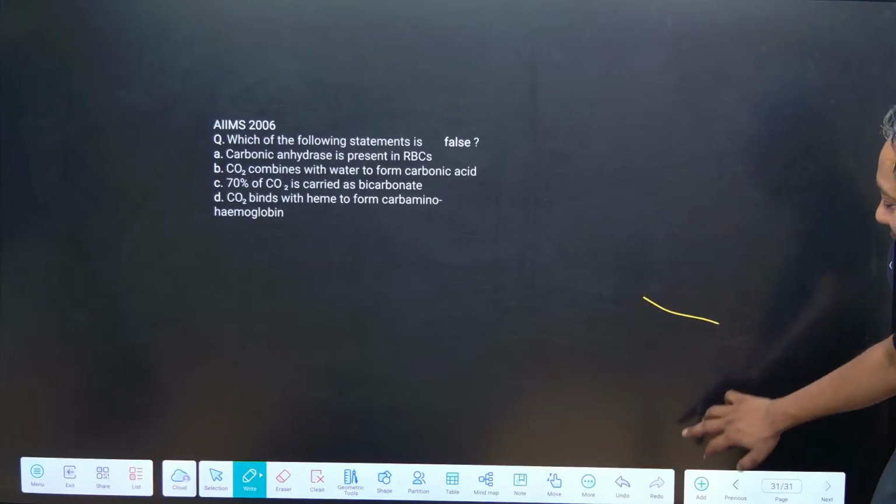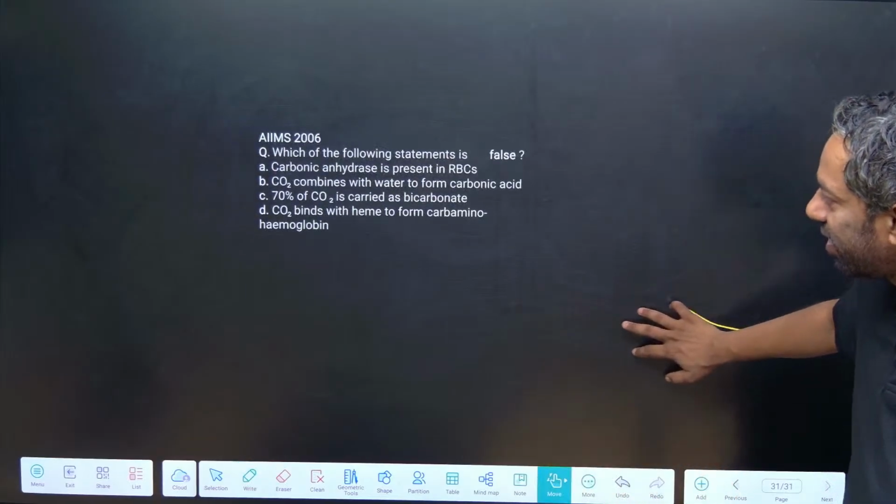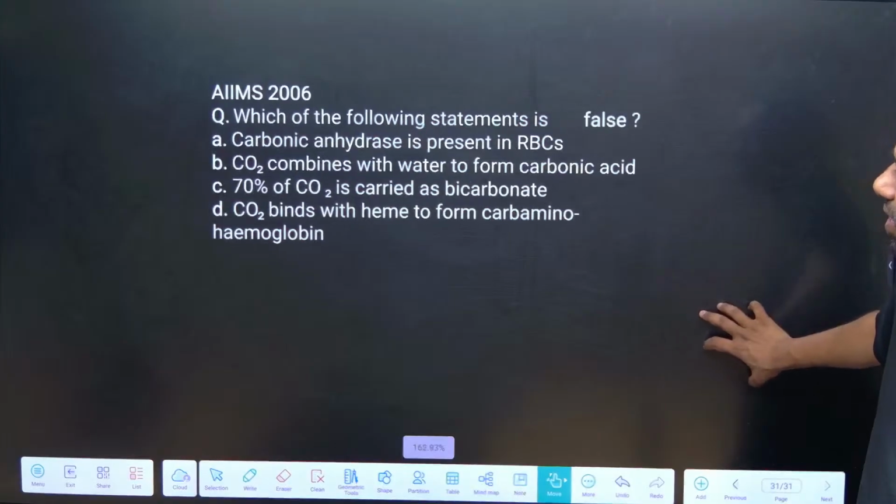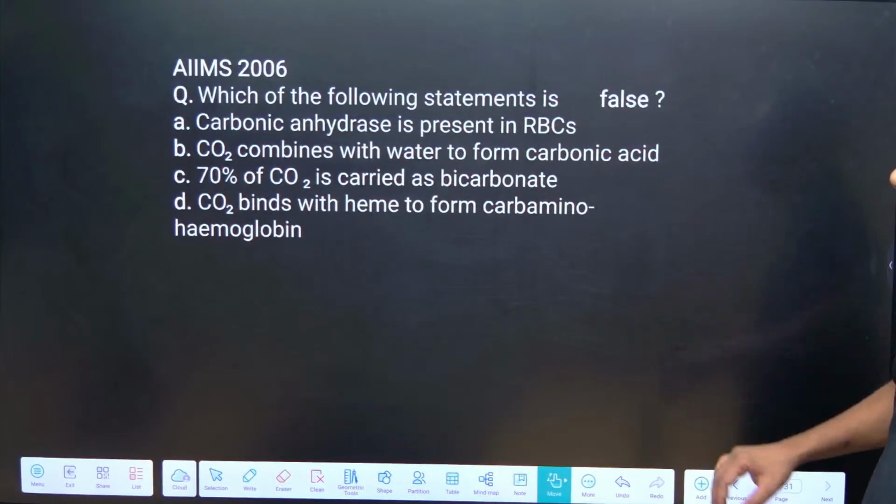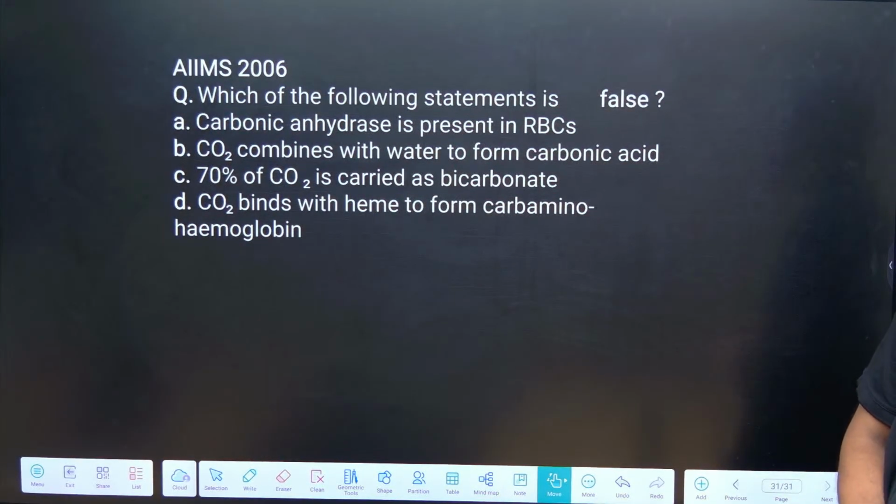And an AIIMS question. Which of the following statements is false? Carbonic anhydrase is present in the RBC. CO2 combines with water to form carbonic acid. 70% of CO2 is carried as bicarbonate. CO2 binds with heme to form carbaminohemoglobin.